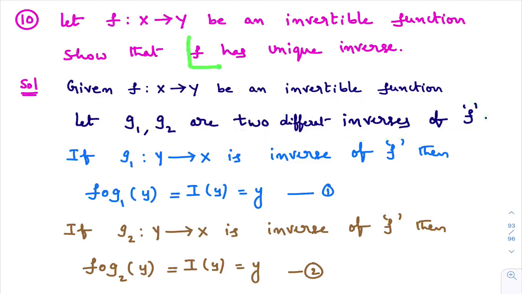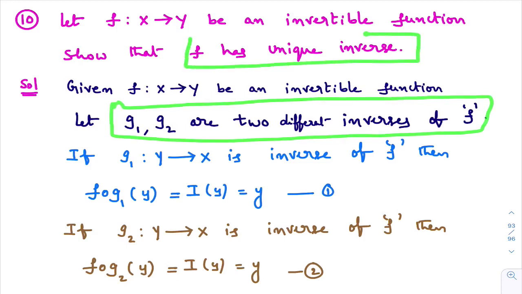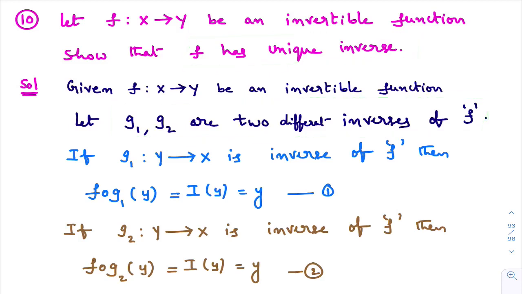But actually what do I need to show? I need to show that this function has a unique inverse. So as I took g1, g2 as two different inverses of f, at the end I'll show that g1 equals g2. That means they are not different, they are the same. Therefore f has a unique inverse. I hope you are understanding.